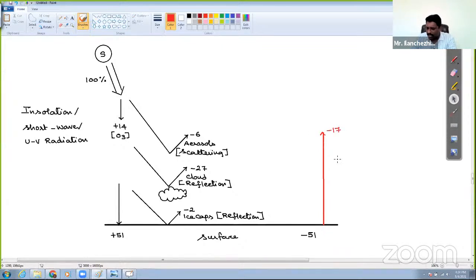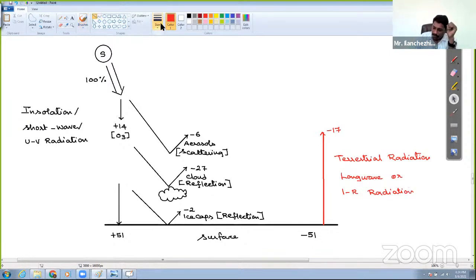And you call it by different names. You call them terrestrial radiation. Take the clue from the previous name, my friend. Otherwise, you can call them long wave, or you call them infrared radiation. All these are other names of what? Terrestrial radiation. Okay, now, my dear friends, out of this 51, 17 is gone.